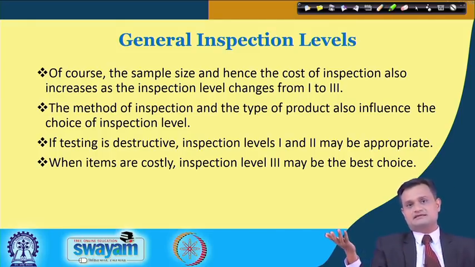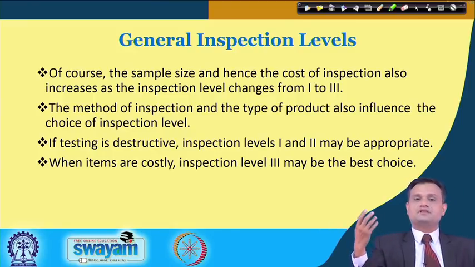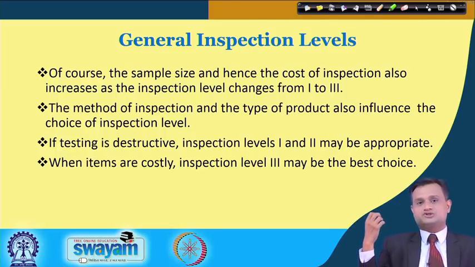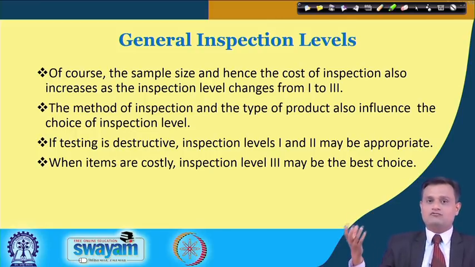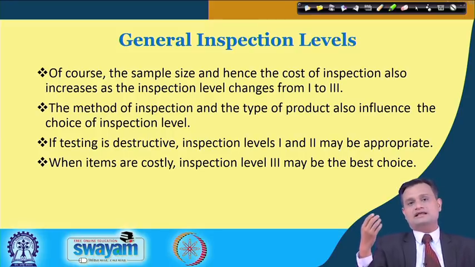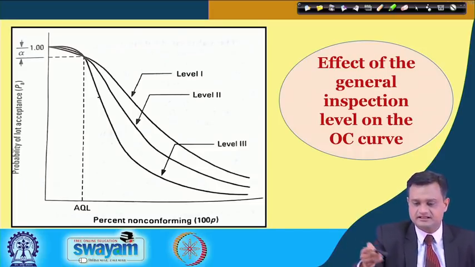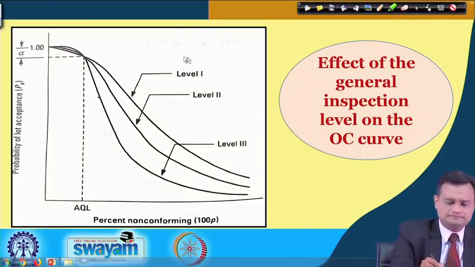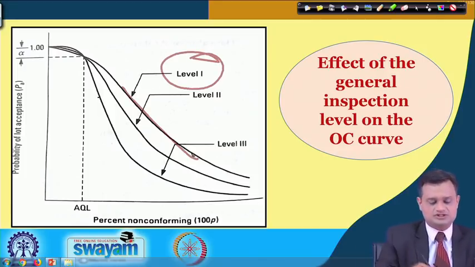So, I gave you the example of the aircraft industry: if they are purchasing a highly precise item, then obviously they need to apply a stringent, high-level inspection so that they do not run into a problem later on when a faulty component is fitted in the aircraft. So just see and appreciate that we have level 1, which is less discriminatory because the OC curve is steeper.